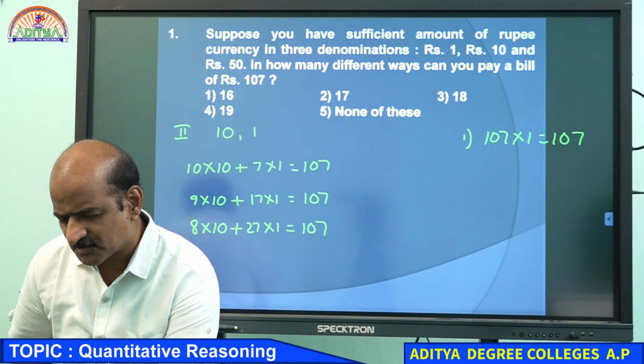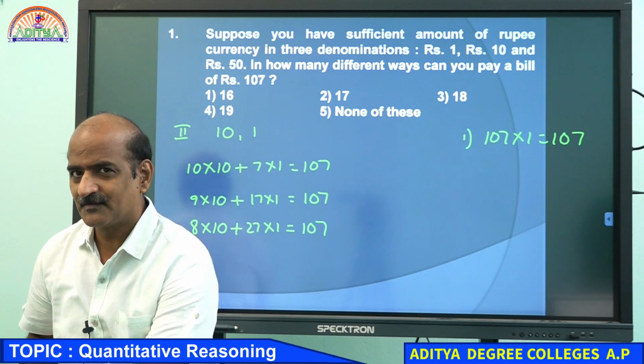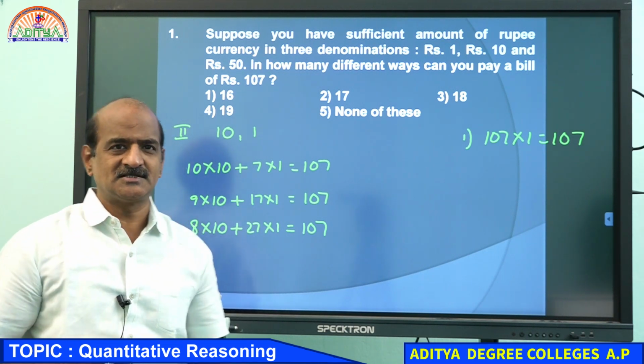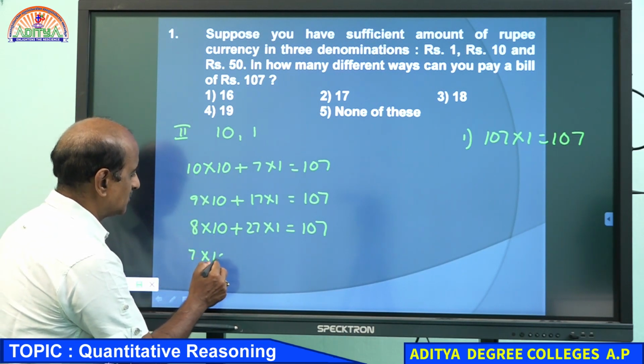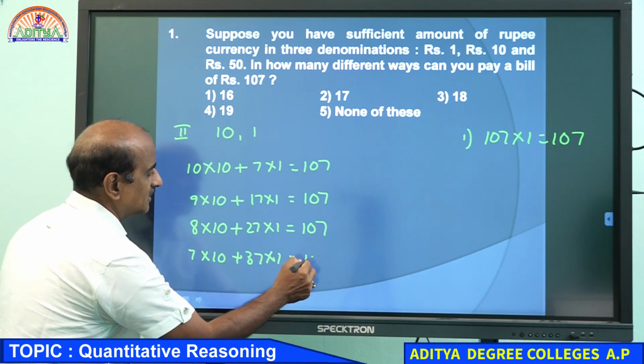I hope yes. Okay, somebody says 16. Let me check whether 16 is your final answer or we can make even more. Okay, yes, students, please listen to me. Now again, 7 ten-rupee notes plus 37 one-rupee notes, you can make 107.